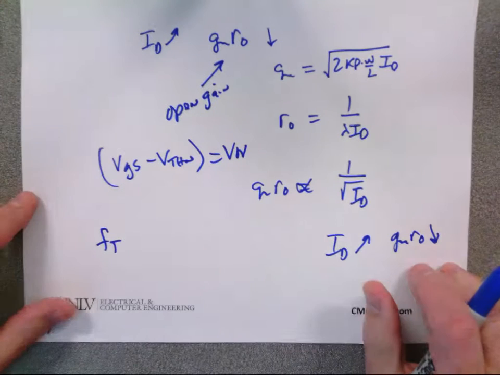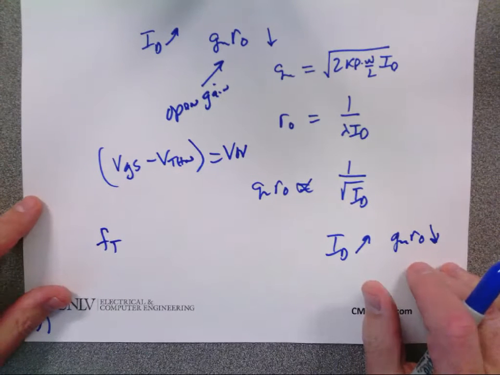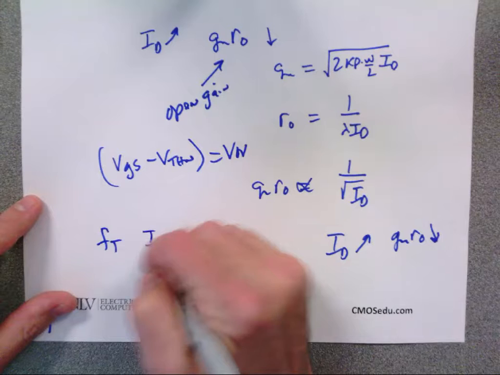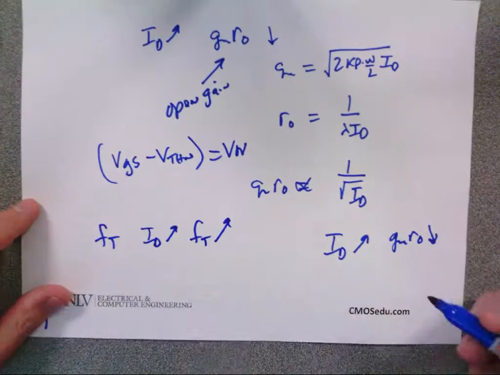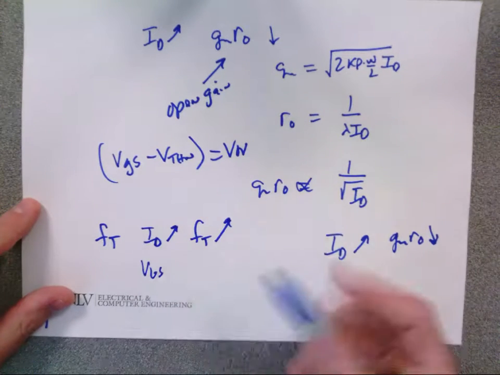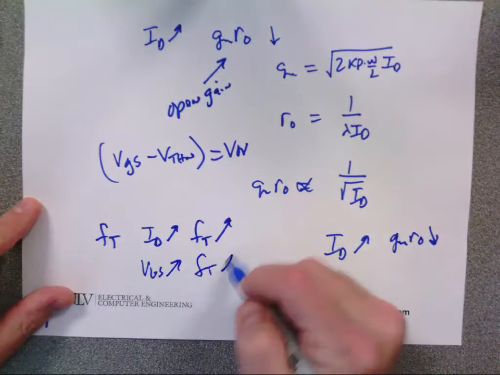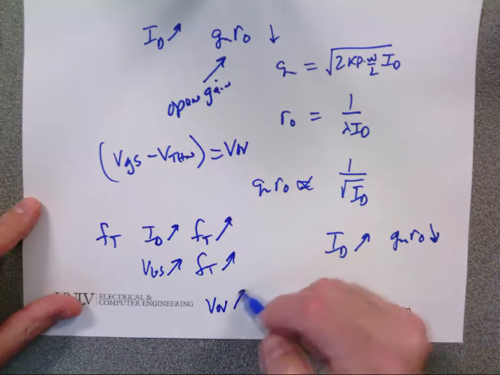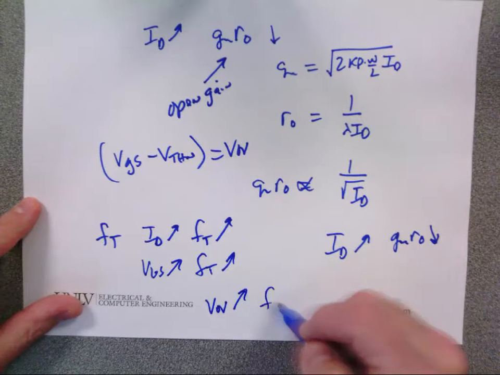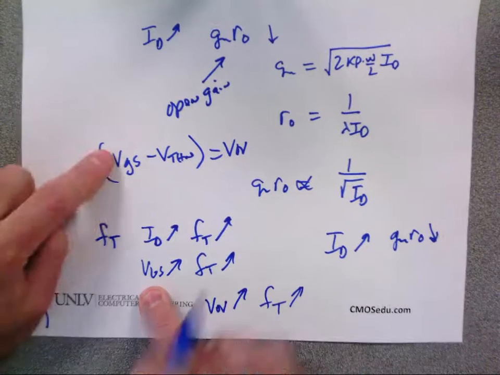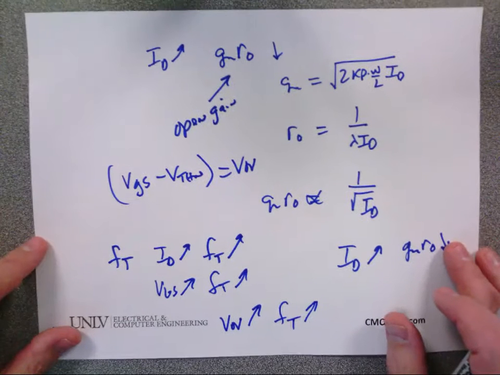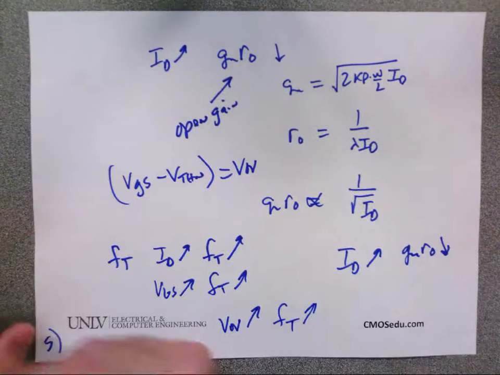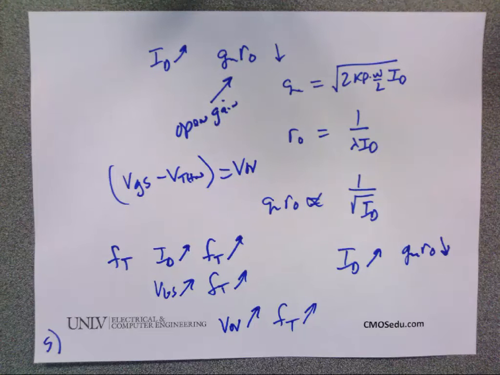What about speed? FT. ID goes up, and FT goes up. If I increase VGS, the overdrive, FT goes up. It's the same thing as increasing VGS, because it's just VGS minus the threshold. What's the only parameter I can tweak to increase both the speed and the gain? The length of the transistors.